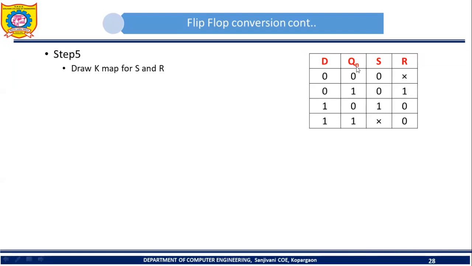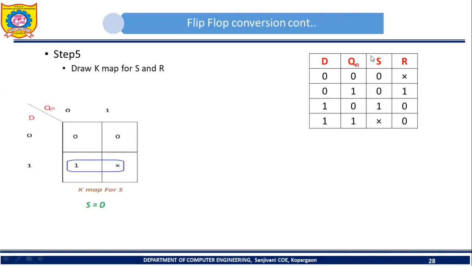In this truth table, 2 inputs are there. One is D and the second one is Qn. That's why we should use a 2 variable K-map. First of all, let's draw a K-map for S. So the K-map for S will be like this, right? Whatever information is present in this truth table is shown in this K-map. So S is 0, 0, 1, don't care.